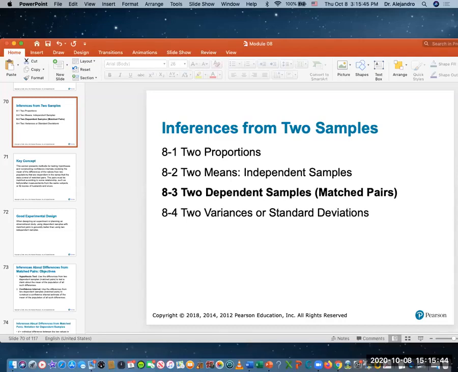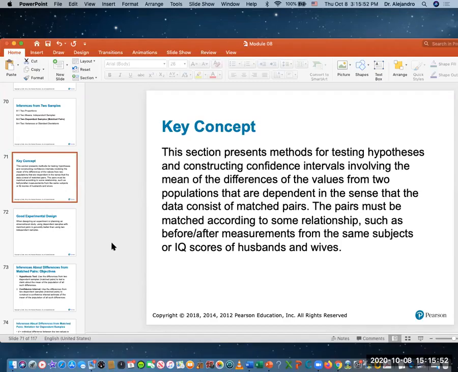Now let's look at two dependent samples, or as they are known, matched pairs. This section will present methods for testing hypotheses and constructing confidence intervals involving the mean of the differences of the two values from two populations that are dependent in the sense that the data consists of matched pairs. For example, before and after measurements from the same subjects, or IQ scores, or husbands and wives. So that's what we mean by matched pairs.